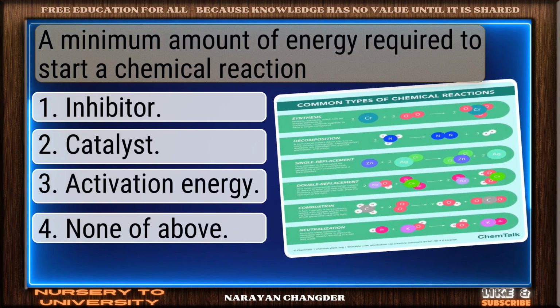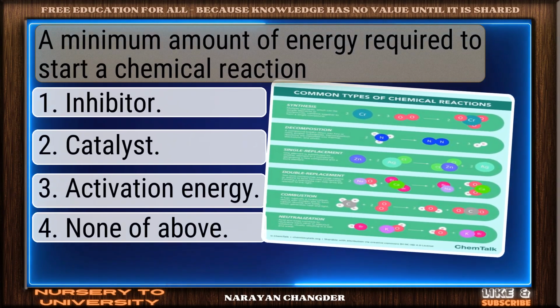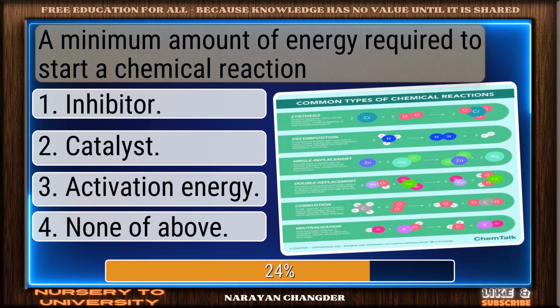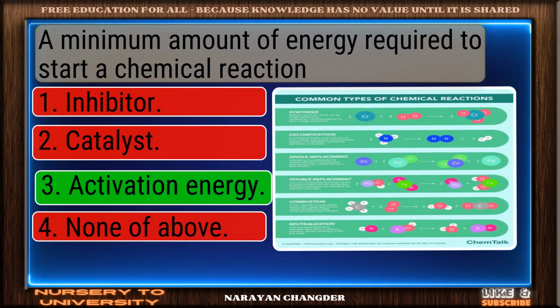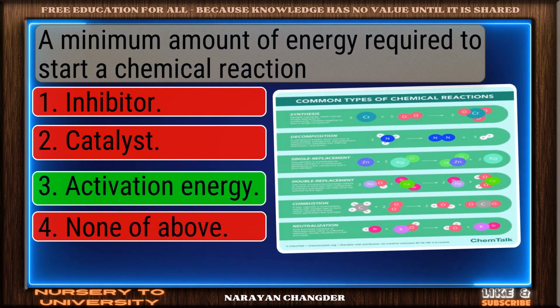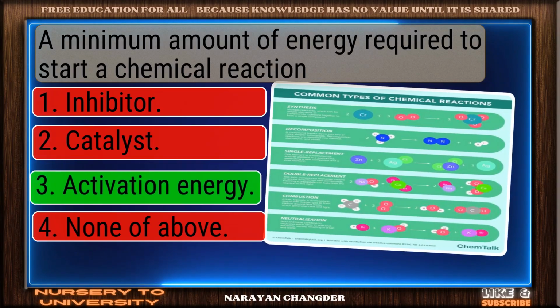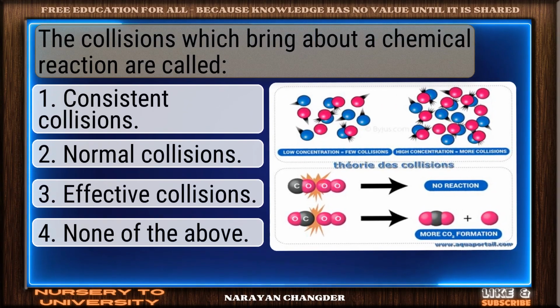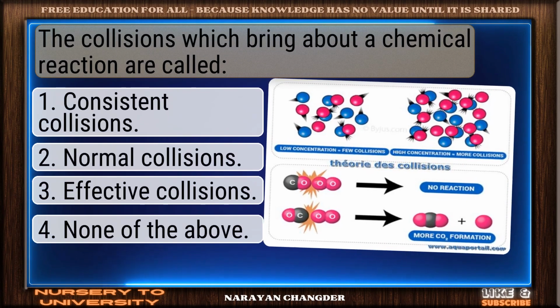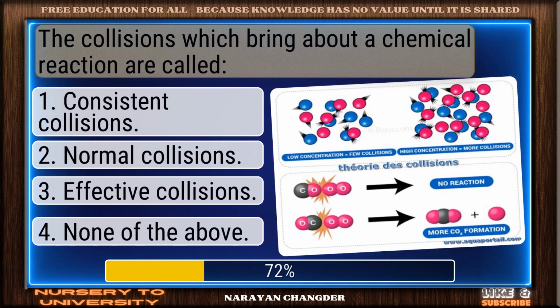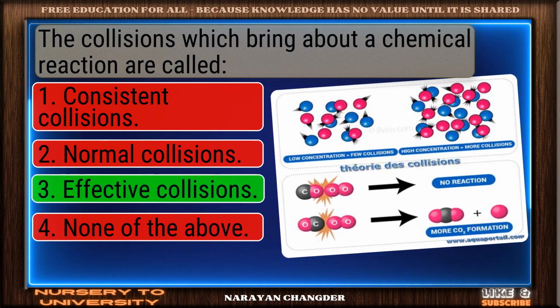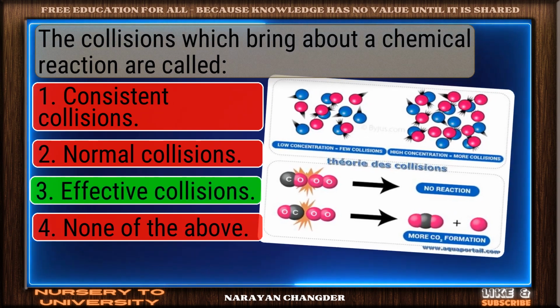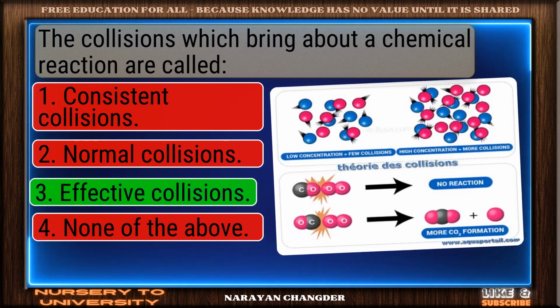A minimum amount of energy required to start a chemical reaction. You're right. Activation energy is the correct answer. The collisions which bring about a chemical reaction are called. Exactly. Effective collisions make sense, and it is the right choice.